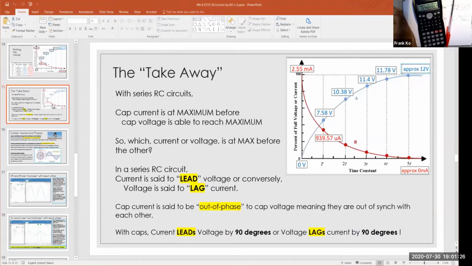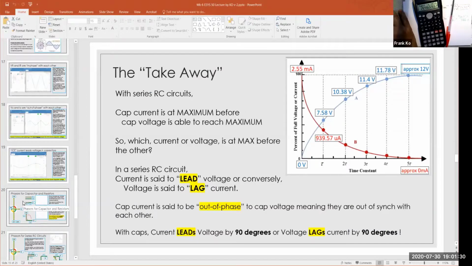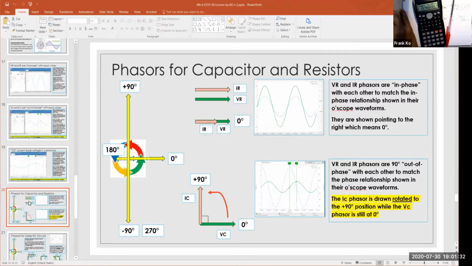That's why they're out of phase. Now, how does this relate to the phasors that we draw? This relates to the phasors that we draw this way. Remember, a phasor is nothing more than a vector that is rotating on this axis of 0 degrees to 90 to 180 to negative 90 back to 0. So a phasor is a rotating vector.